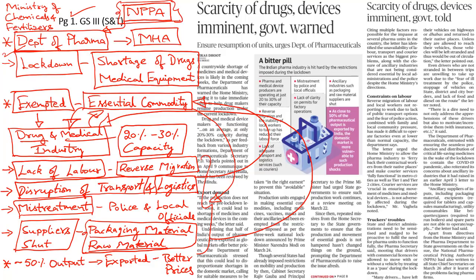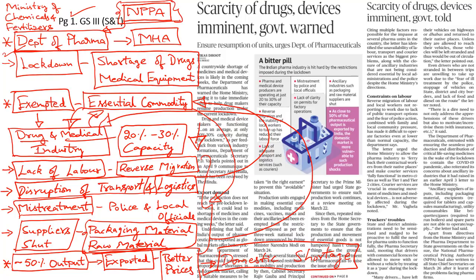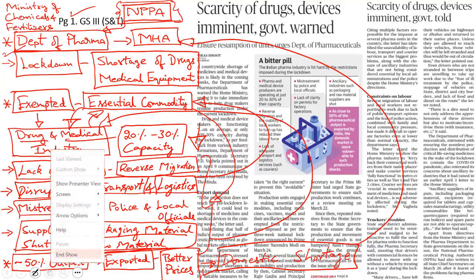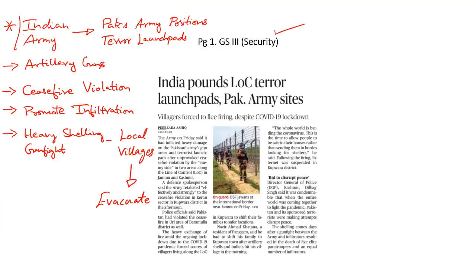Then upon this, India being a major hub for drugs and medical equipment, nearly 50% of its output is being exported as they fetch better prices. So the decline in production and the export of available stock could result in an imminent shortage of drugs and medical devices in the domestic market, and these concerns have been raised by the Department of Pharmaceuticals with the Ministry of Home Affairs. Now let's take up the next article.